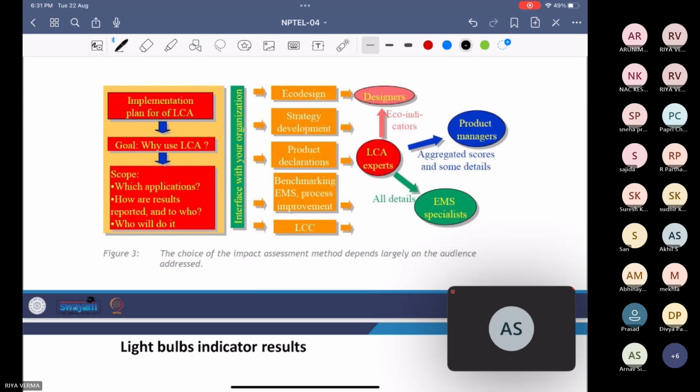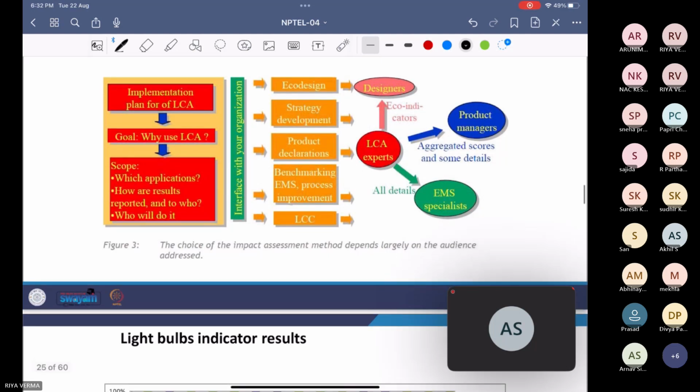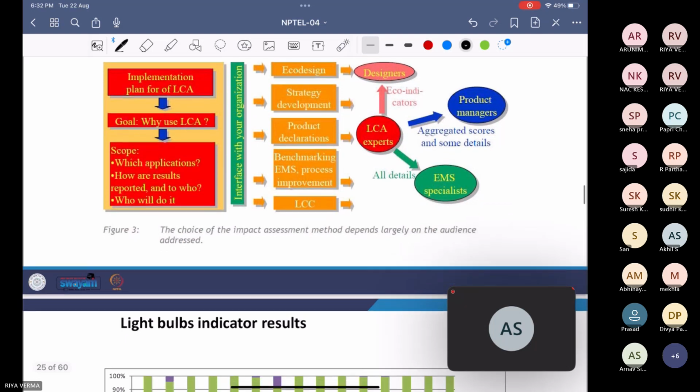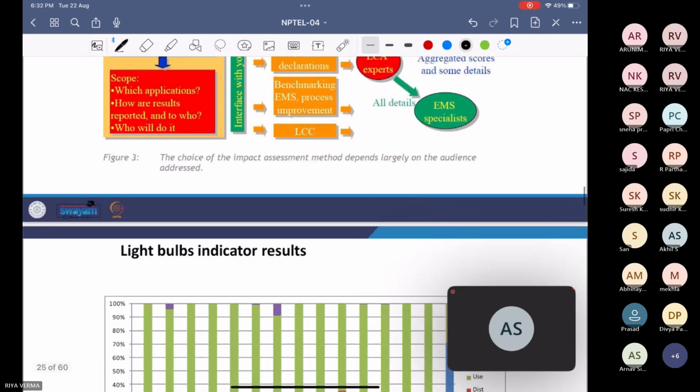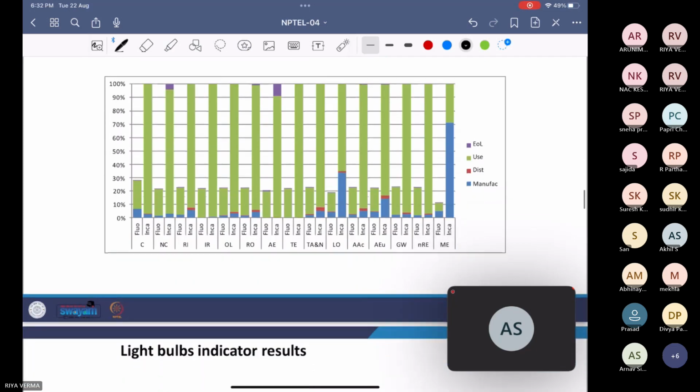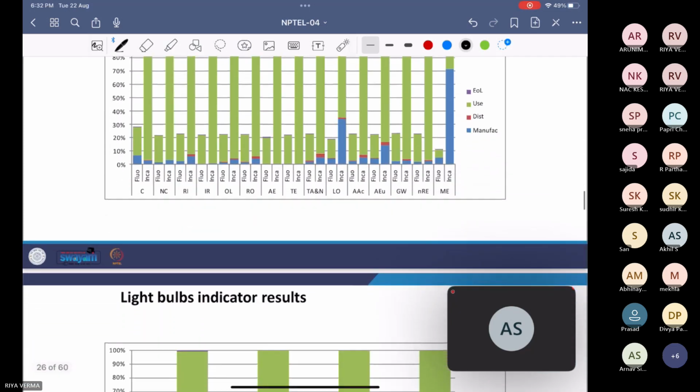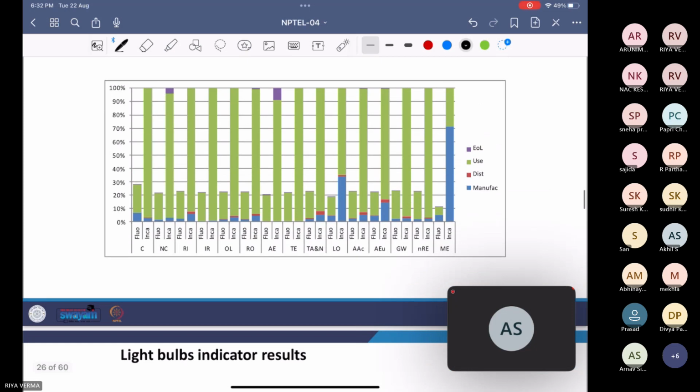The choice of the impact assessment method or the impact categories depends largely on the audience addressed, that is, for what audience we are performing this life cycle assessment. That determines the method or the impact category that we need to focus upon. So these are all the results for the life cycle assessment. Broadly, these are all the impact percentages.